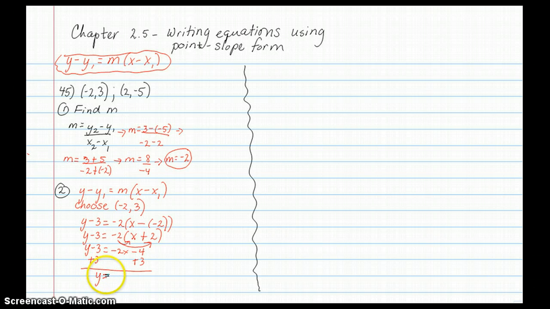So y equals negative 2x minus 1. The difference between using the point-slope form to write an equation in slope-intercept form is 2 steps, versus the slope-intercept form way of doing it, where you find the b, is 3 steps. So it's a little bit shorter. It's also really helpful when you are doing parallel and perpendicular lines.